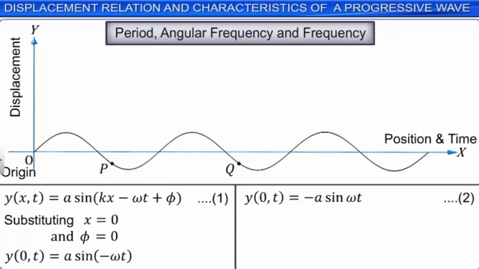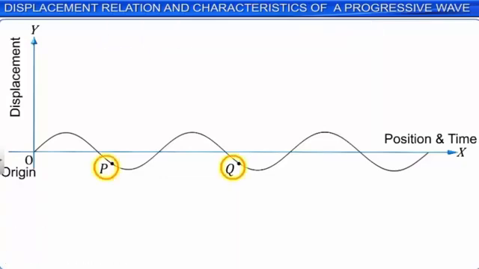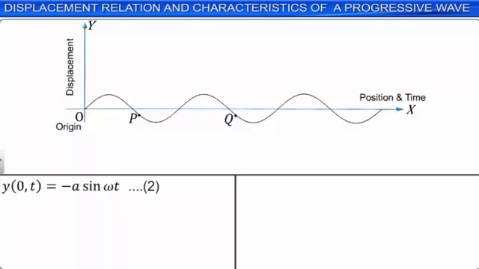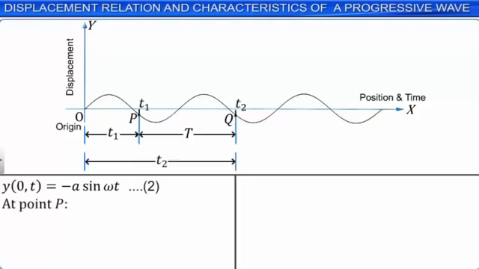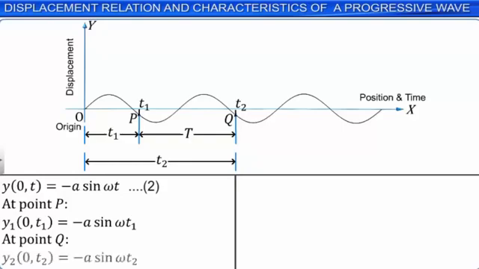Points P and Q are at the same phase. That is, one oscillation is completed between points P and Q, and the time taken for this oscillation is called the period of oscillation T of the wave. Substituting the t values at points P and Q in equation 2, at point P we get y1 of 0, t1 is equal to minus a sine omega t1. At point Q, we get y2 of 0, t2 is equal to minus a sine omega t2. Equating their right-hand sides, we get minus a sine omega t1 is equal to minus a sine omega t2. That is, their displacement will be same as they are at the same phase.